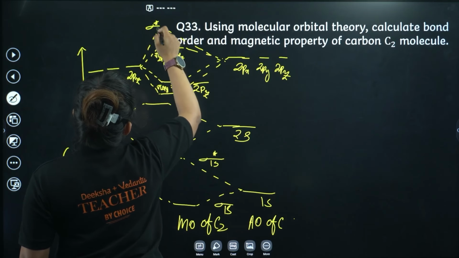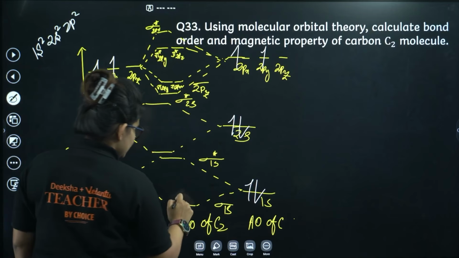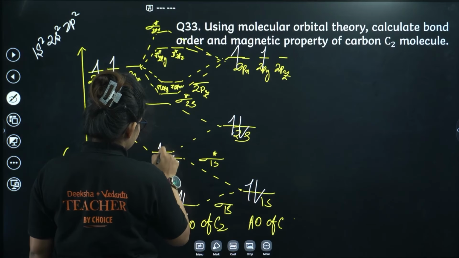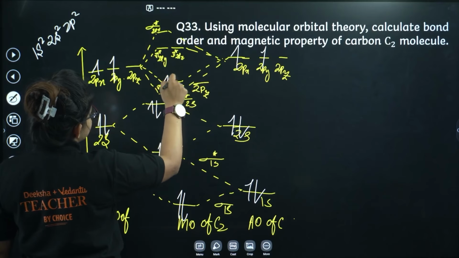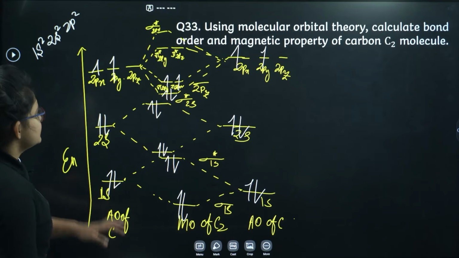Now we have to put the electrons. What is the electronic configuration? 1s2, 2s2, 2p2. So 1s2, 2s2, 2p2. Now let's proceed. In accordance with Hund's rule, we will fill up from below to up. 1, 2, 3, 4, 1, 2, 3, 4. Here how many? 1, 2, 3, 4 total. So this is how it becomes.